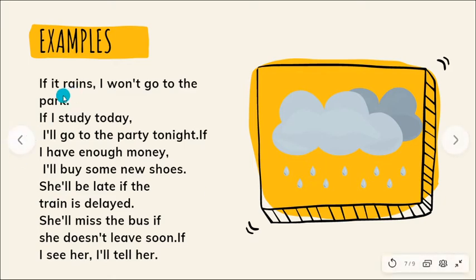For example, here. Cuando tenemos el if es cuando usamos el presente simple y después usamos el will, o en este caso la negación que es won't. I'll go to the party tonight if I have enough money. Okay. For example, if I have enough money, I'll buy some new shoes. Recordemos que este I'll es la contracción del will, ¿de acuerdo? Y también, ¿qué puede suceder? Que al inicio esté el if o posteriormente esté el if.